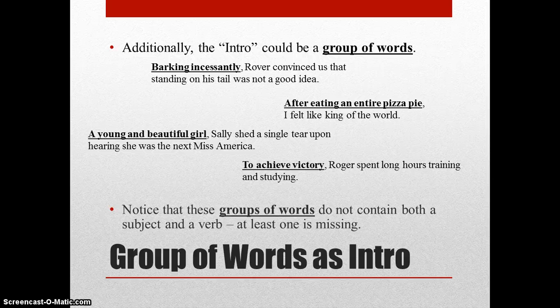Who is barking incessantly? We know, based on this simple sentence, that Roger is, but this barking incessantly is unable to stand on its own. Same with after eating a pizza pie. Same with a young and beautiful girl. Same with achieve victory. Either a subject or a verb is missing. So that's something to bear in mind if you're going to use a group of words as an intro.